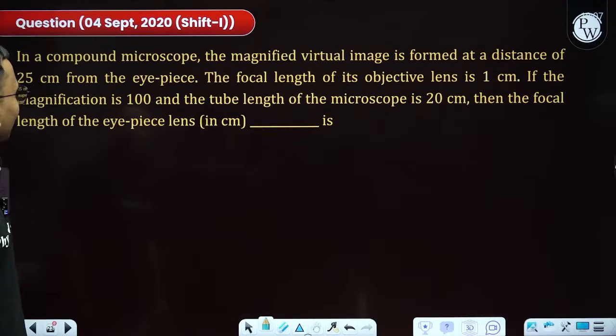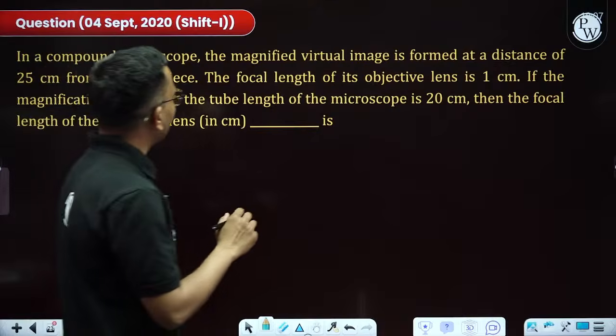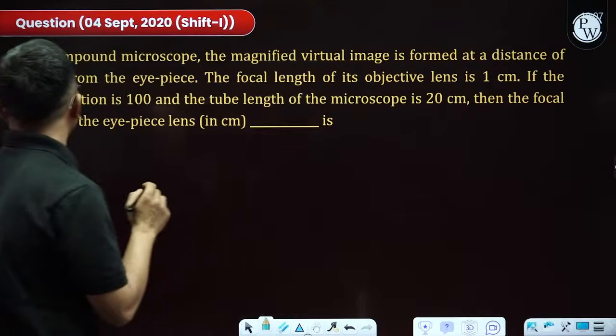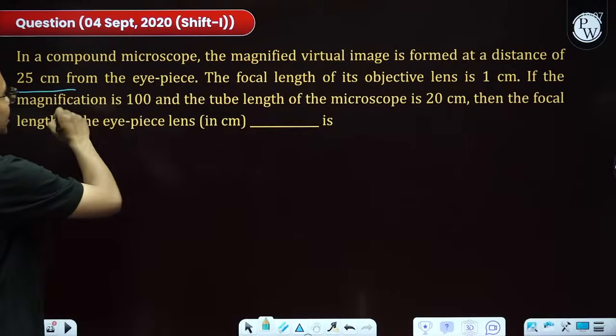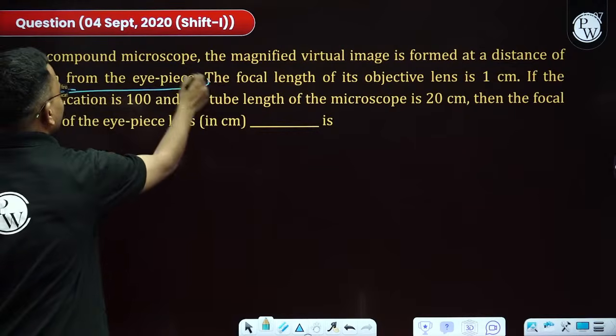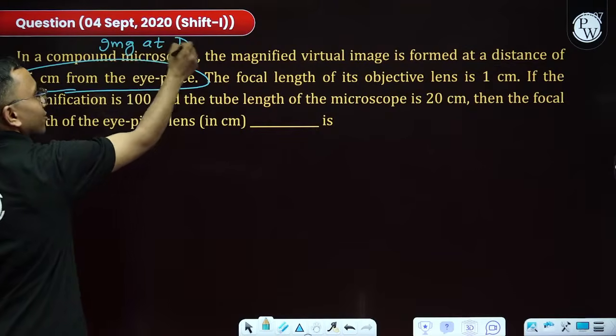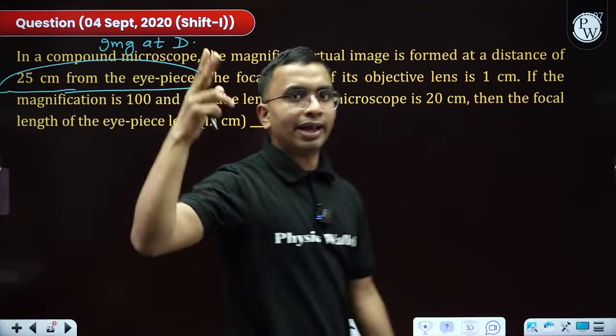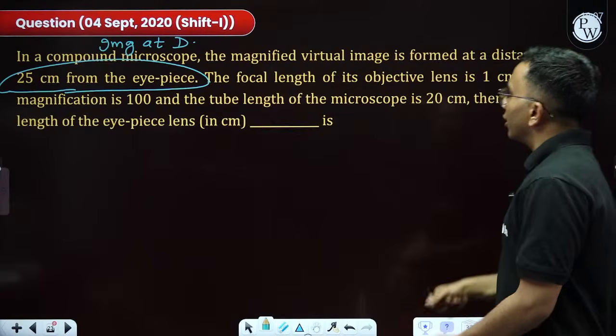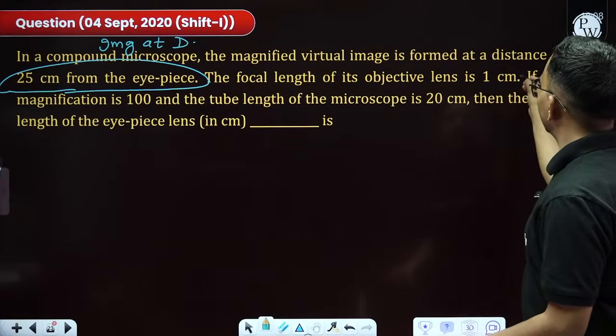Next question. In a compound microscope, the magnified virtual image is formed at a distance of 25 centimeter from the eyepiece lens, meaning the image is at D. There are two formulas, at D and at infinity. This is the condition for D. The focal length of the objective lens is 1 centimeter.